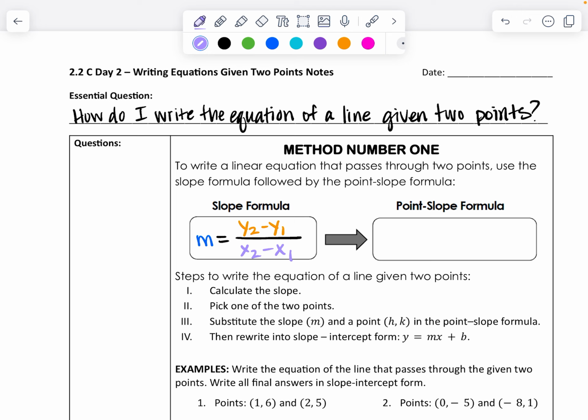We will also be using the point slope formula. Y equals m times x minus h, plus k.